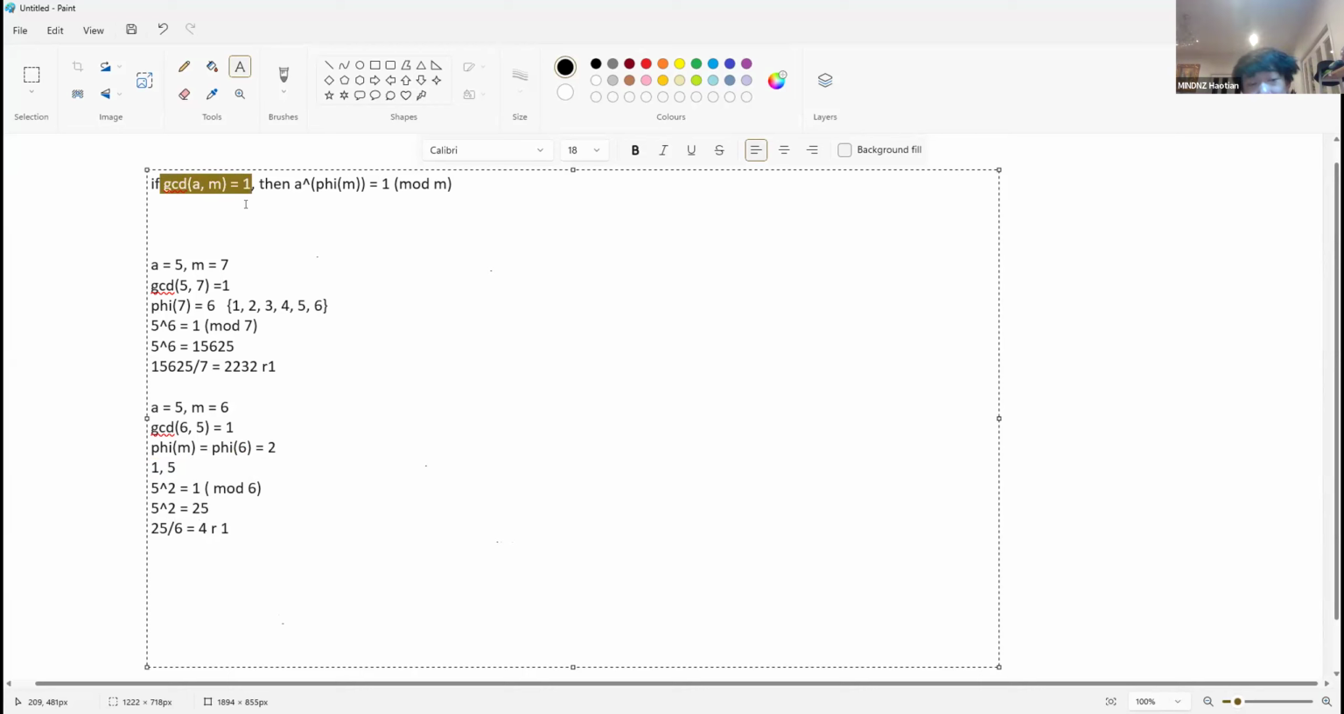And just as an example, what happens if the GCD is not 1? Let's say a is equal to 4 and m is equal to 6. The GCD of 4 and 6 is equal to 2, then 4 squared is 16, and 16 mod 6 is equal to 4. This is not the same.